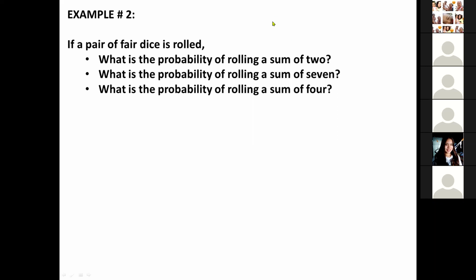If a pair of dice is rolled, dalawa sila. What is the probability of rolling a sum of 2? Yan. Na-explain ko na sa inyo last time yung taktika dyan. Kapag sum of 2, ano yung sagot? Probability na makakuha tayo ng sum of 2. Ano sagot? 1 po. 1 over?